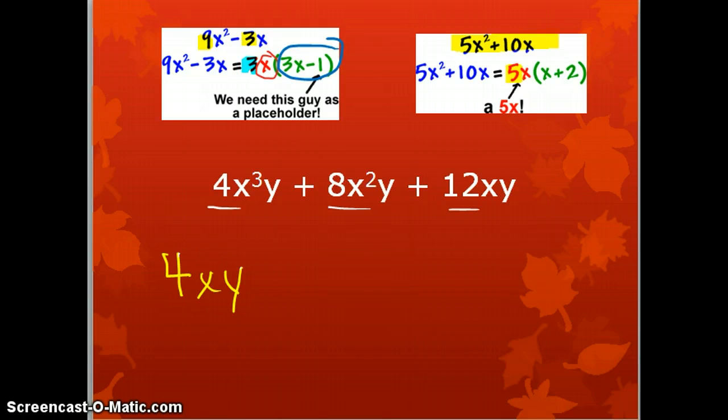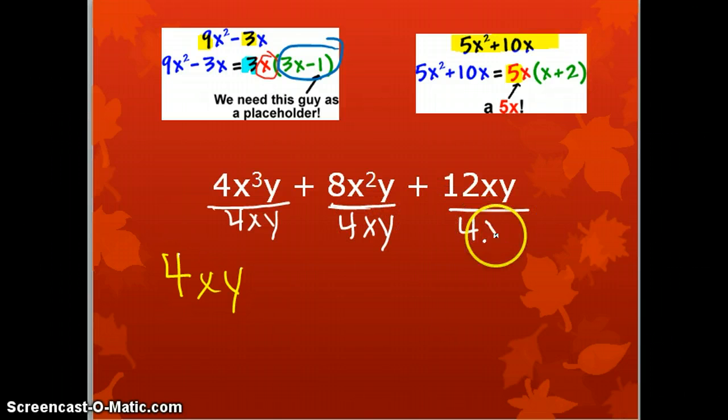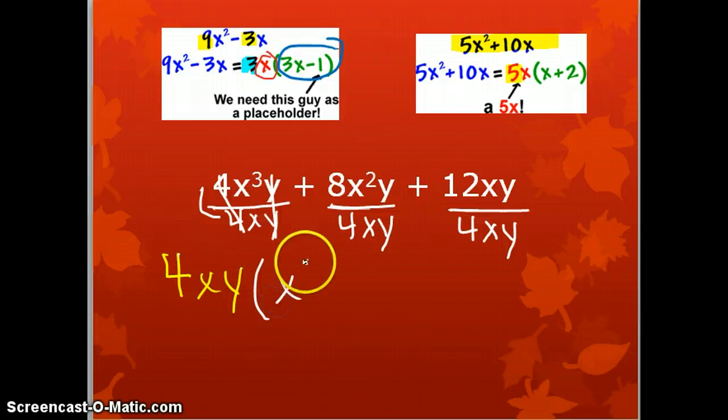So now I know that my 4xy is my greatest common factor, but I need to do something with that greatest common factor. So I'm going to divide it out of all of my terms. And I just do it separately so you can see how I'm getting my answer. So 4 divided by 4, I get 1. Y divided by y, these are canceling out. So then I have x to the third divided by x.